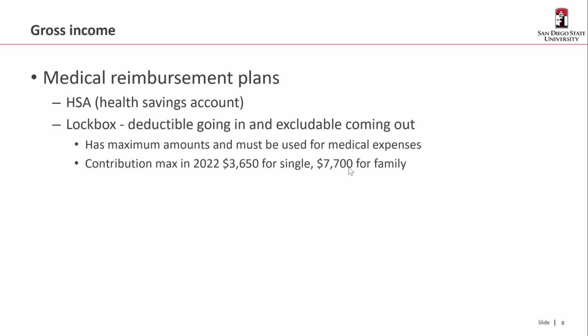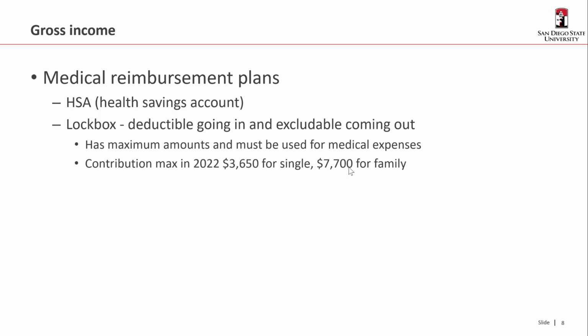There are some limits. The maximum contribution is adjusted for inflation each year. For 2022, $3,650 if you're single, $7,700 for family. So as a single taxpayer, you could set aside $3,650 each year to go into your HSA. And then you pull that money out.